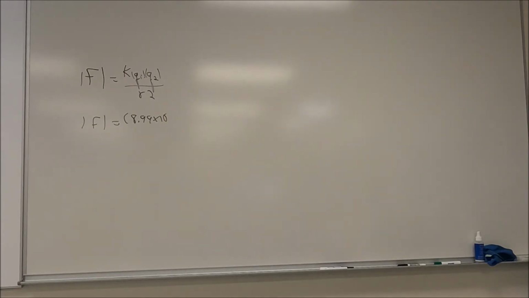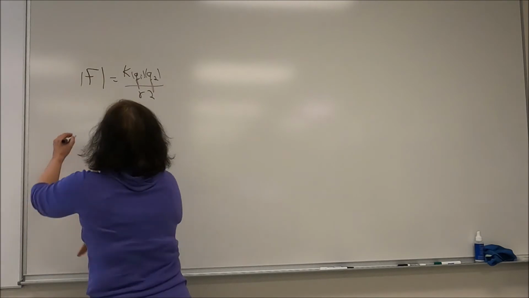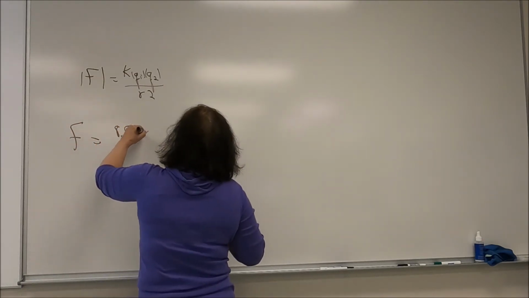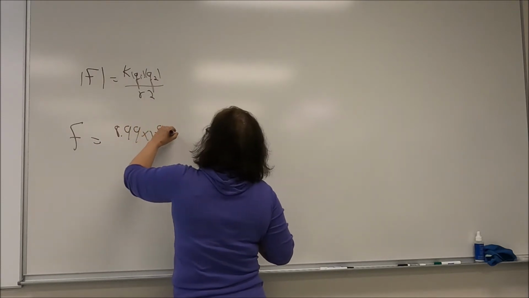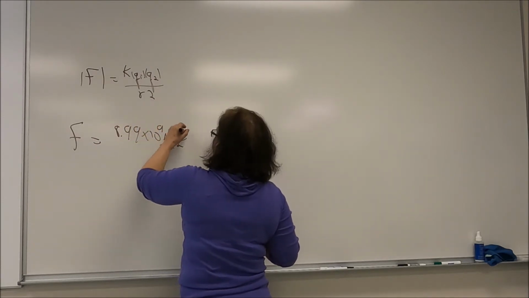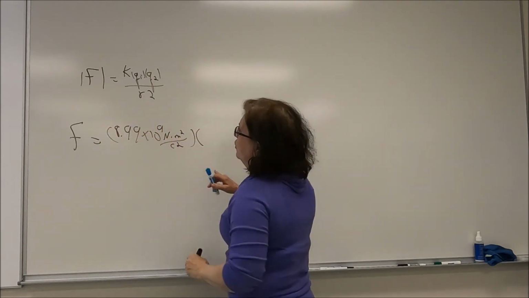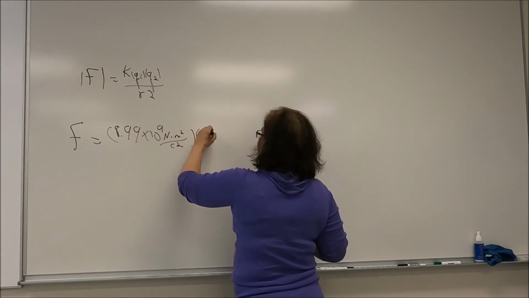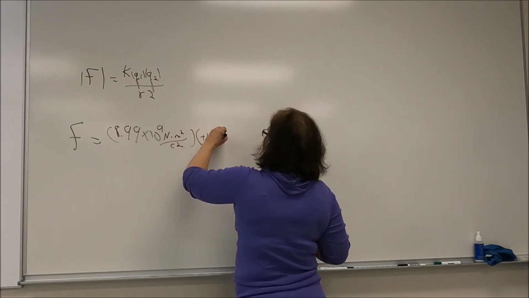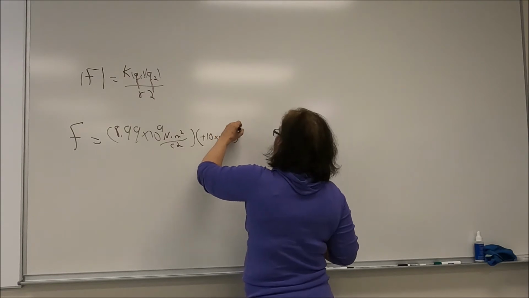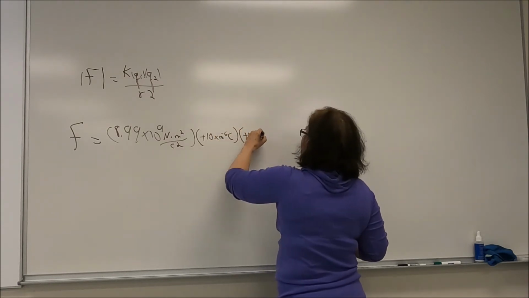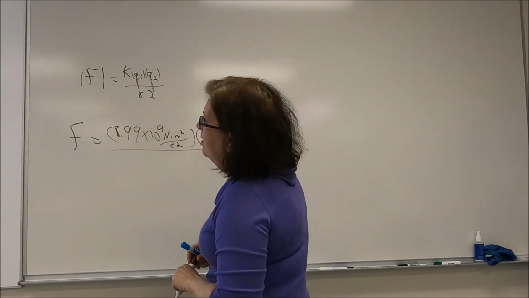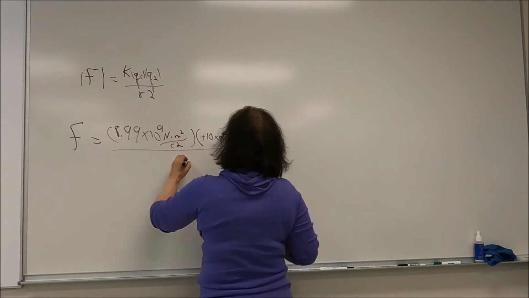Let me write bigger. So I've got 8.99 times 10 to the 9 newton meters squared over coulomb squared times Q1. Well, they're both the same magnitude charge. It's plus 10 times 10 to the minus 6 coulombs times the plus 10 times 10 to the minus 6 coulombs, all over the distance squared, and they're 1 meter apart.